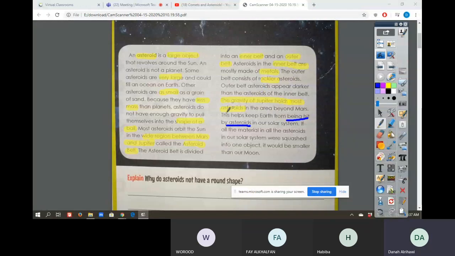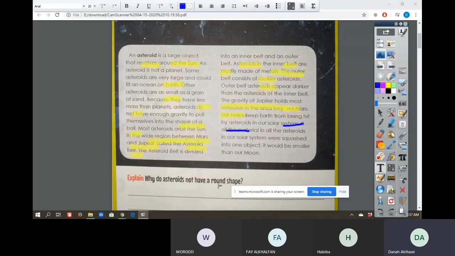Why do asteroids not have a round shape? Why don't they have a ball shape? Who can help me answer this question? Less mass. Let me hear from Urul. Because they have less mass and they do not have enough gravity to pull themselves. Amazing. So the reason they don't have a regular shape is that they have less mass.